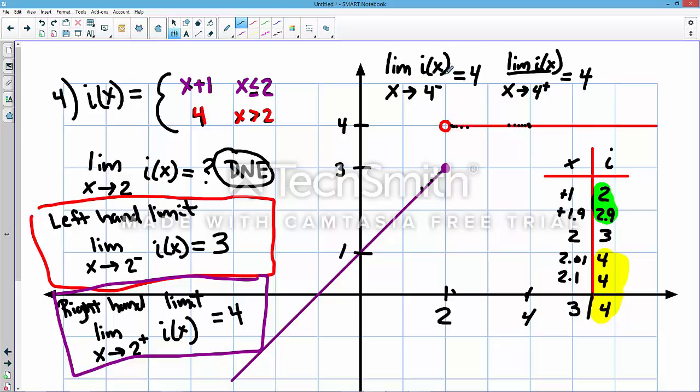So back to the original question, does this have a limit? The answer is yes. Really, for any other value, as x approaches 3, the limit is 4. As x approaches 1 from both sides, the limit is 2. And as x approaches 0, the limit is 1. So there are plenty of places where it does have a limit when the left and right match. But at this one particular value, x approaches 2, this function does not have a limit.